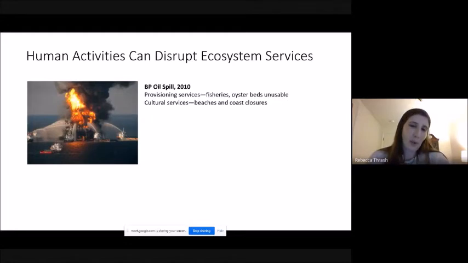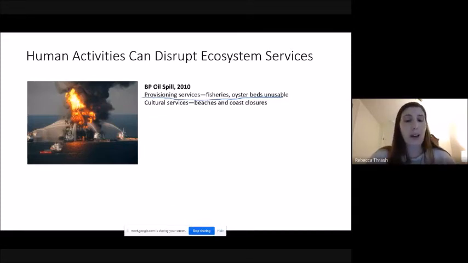So human activities, of course, are going to disrupt ecosystem services. And I've got two recent examples to illustrate this. So if you remember, in 2010, there was that really disastrous BP oil spill in the Gulf. It was spilling out oil for days on end, and there were huge impacts felt around the Gulf because of this. So if we can think of what the ecosystems were doing for us along the coast, some of the provisioning services here are fisheries and oyster beds.